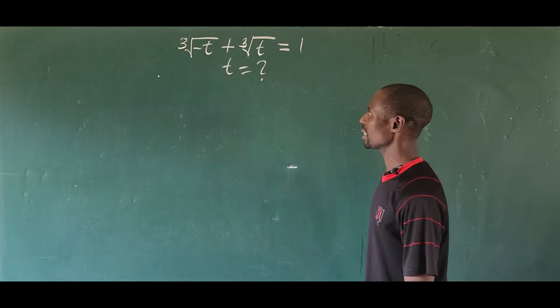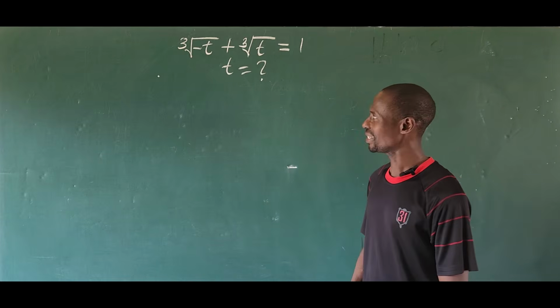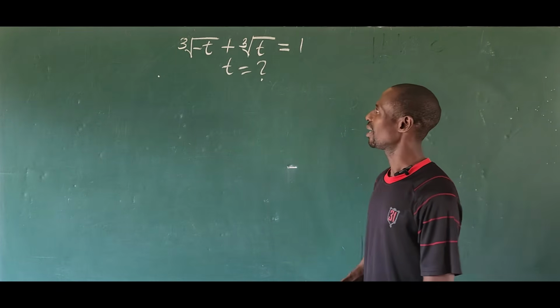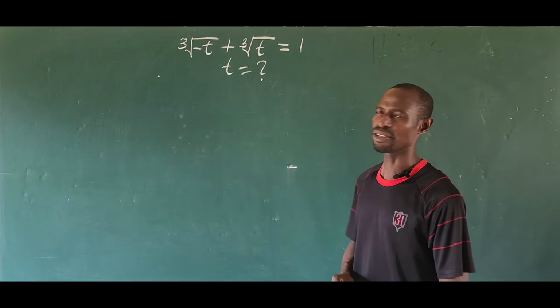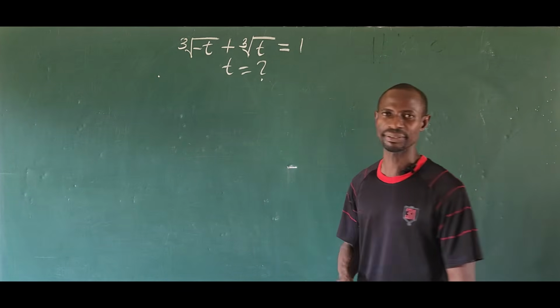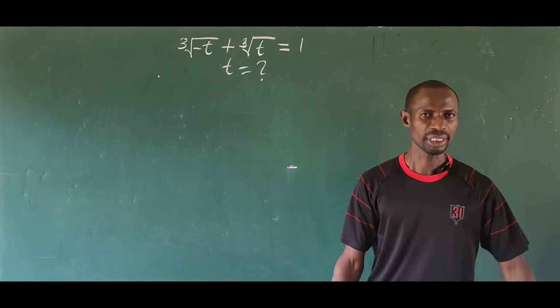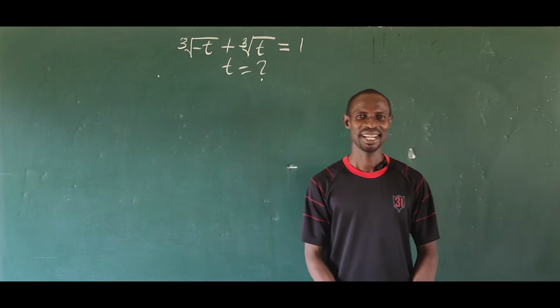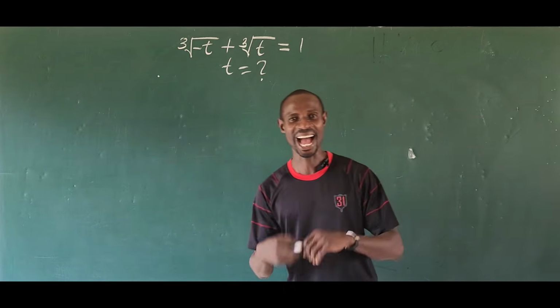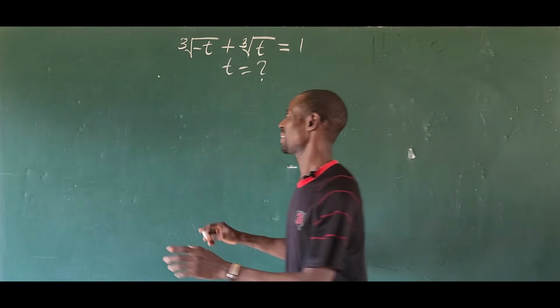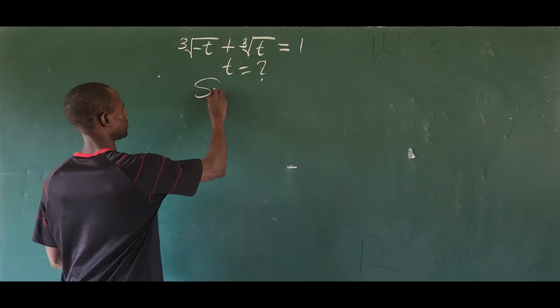Look at this radical equation. It's a cube root radical. The question is: the cube root of minus t plus the cube root of t equals 1. What is the value of t here? All right, now let's see how we solve this. We take our solution first thing.